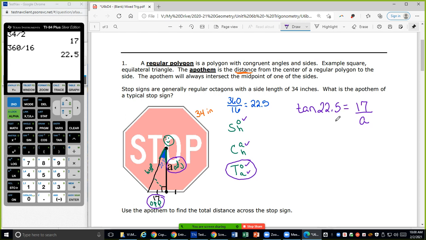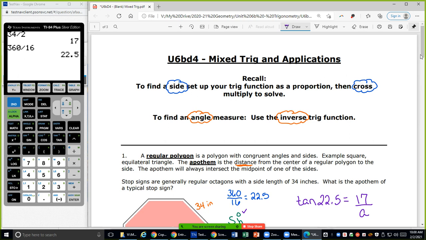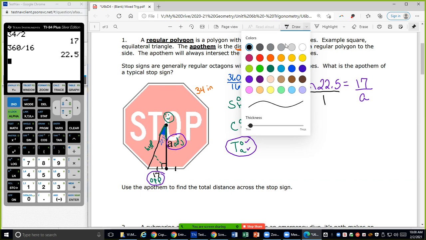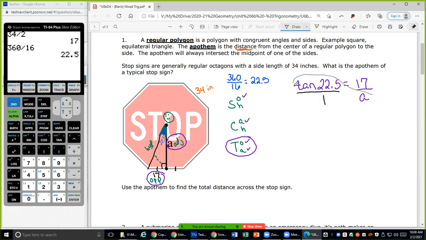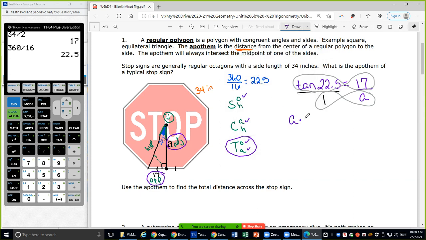Okay, so this time I'm looking for a side. So I know up here if I'm looking for a side, I'm going to cross multiply, which means I need to make this into a fraction by setting this side over 1 so that I can cross multiply. A times the tangent of 22.5 is going to equal 17 times 1. So I'm going to start with the A times the tangent of 22.5 equals 17 times 1. And notice I don't have A equals, I have A times.